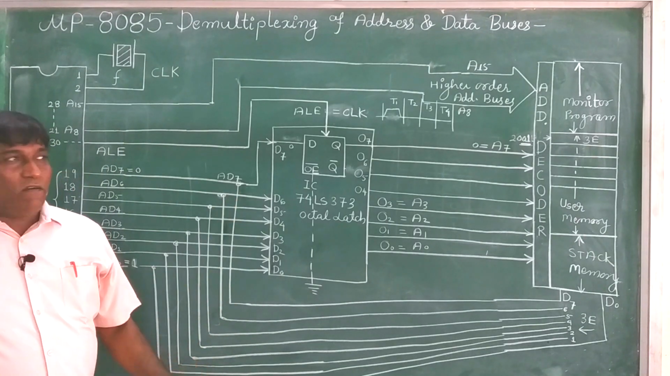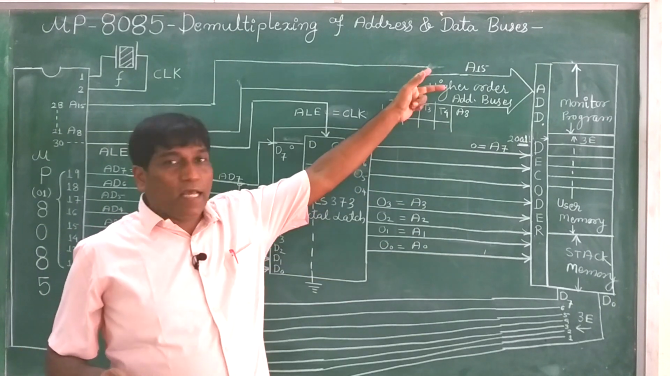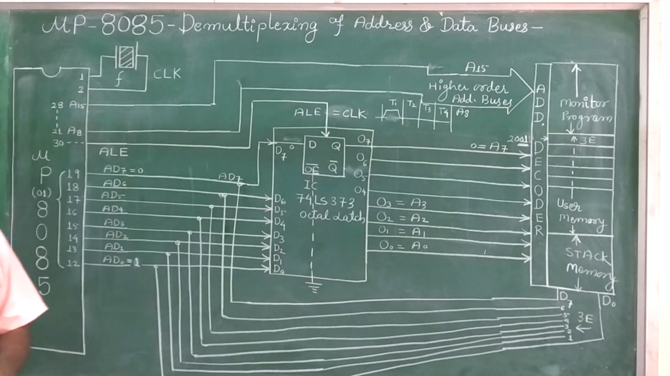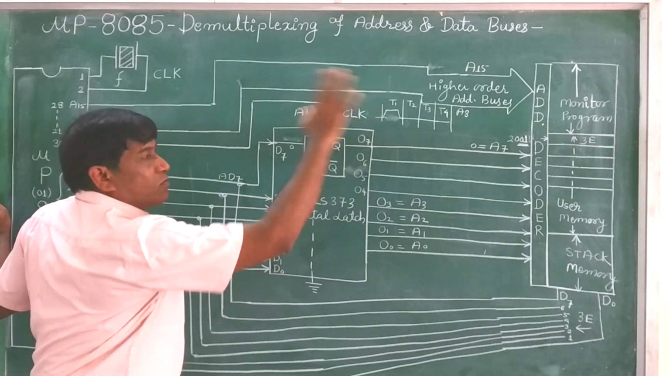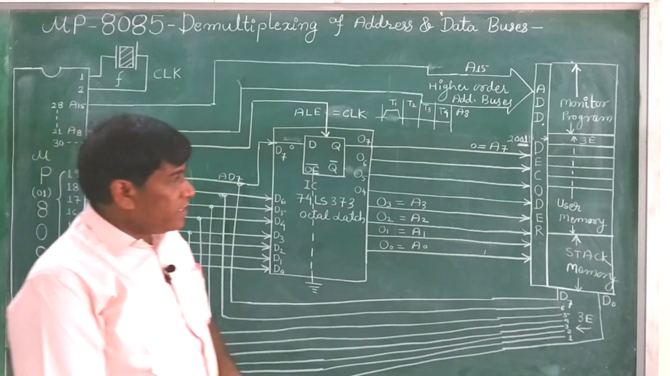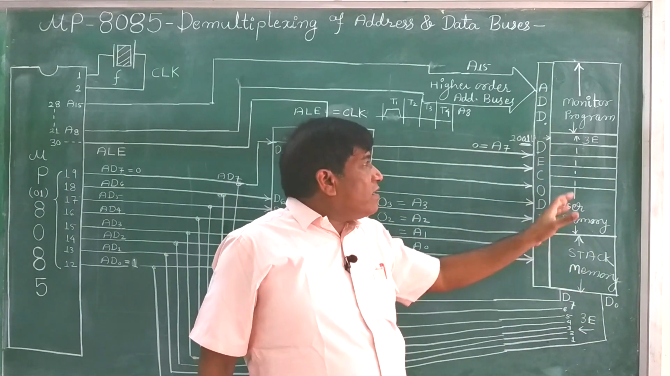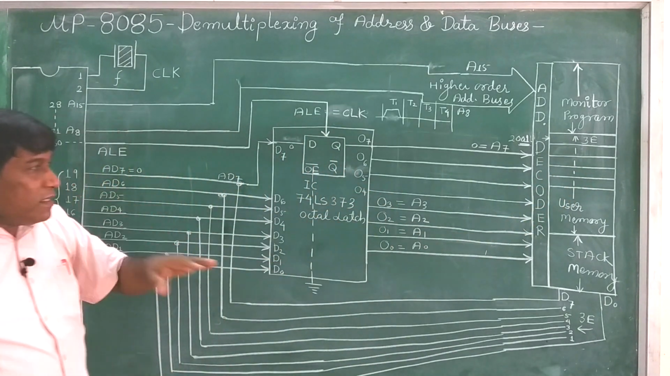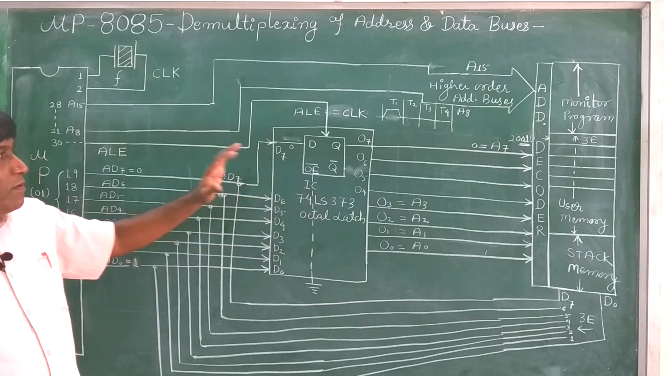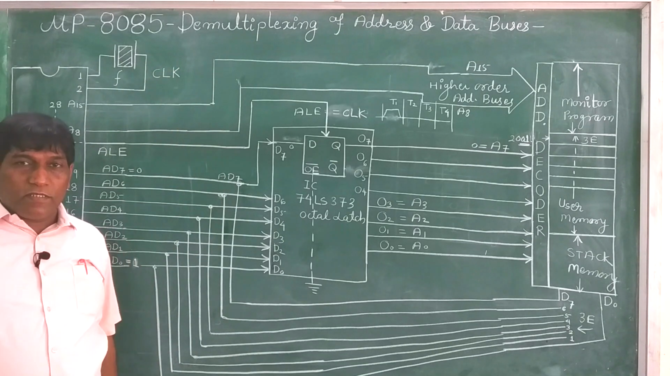as well as each wire of address bus. Total we are having 16 address buses. These are higher order address buses and these are lower order address buses. And this is the total connection diagram from microprocessor, latch and to the memory, which is divided into three portions: monitor program, user memory, stack memory. Generally we are writing the program in the user memory. So in this way we can easily remember and understand the demultiplexing of address and data buses.